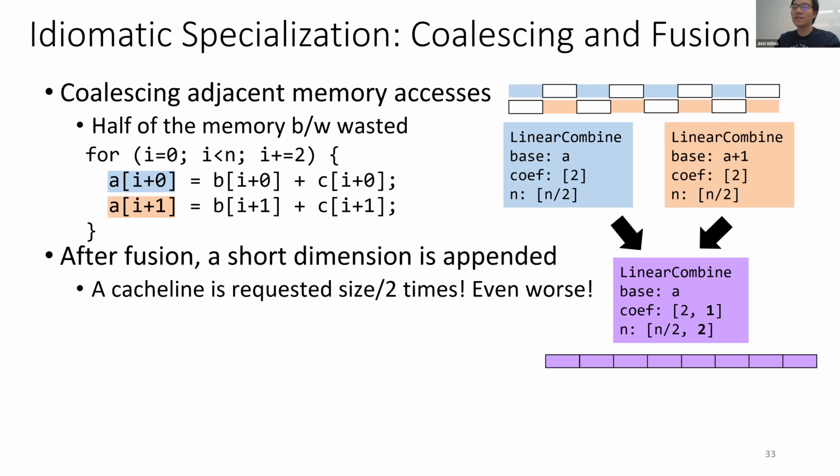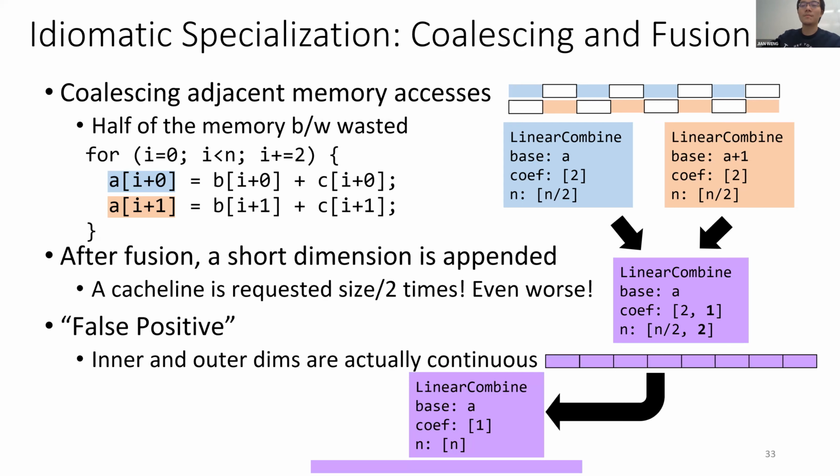But after that, it makes things even worse, because of the implementation of our address generator, the state machine. The state machine can only handle up to one dimension, and this dimension is short. So a cache line is requested size divided by 2 times, which is even worse. But fortunately, it's a false positive. These two dimensions are actually continuous, so we just fuse these two dimensions into one. And finally, we can use the network to distribute the data to their operands, and meanwhile, we fully utilize the memory bandwidth.